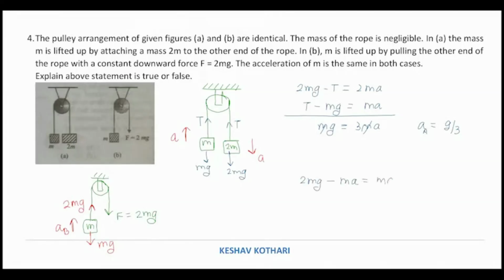So this is where the difference comes in. The net force is equal to mg, but there is no new mass involved. That is, only one mass is involved. So the acceleration of B is going to be equal to g. Since these two values of acceleration are not matching, we say that the statement is false.